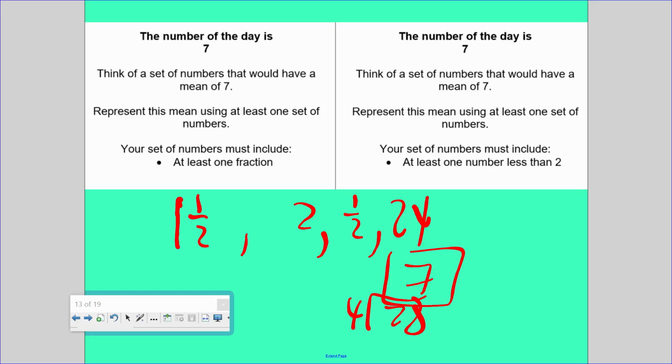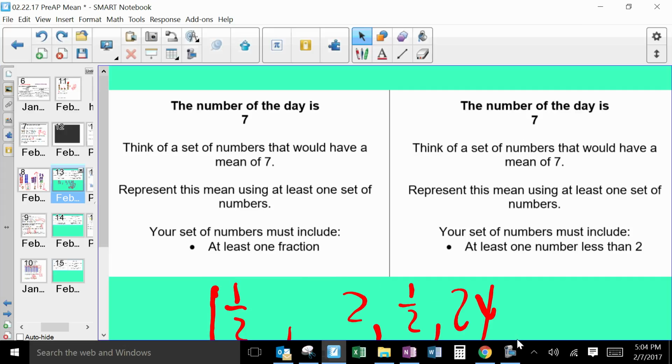So let's see, did I follow it? So I thought of a set of numbers. I had one fraction, and the mean is 7. And you would go through and do a couple of these. So this is the study of mean. Mean is average, where you add up the numbers and divide by how many numbers you have. Average or mean.